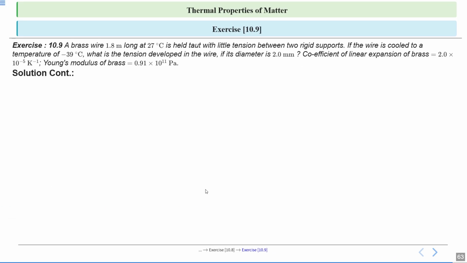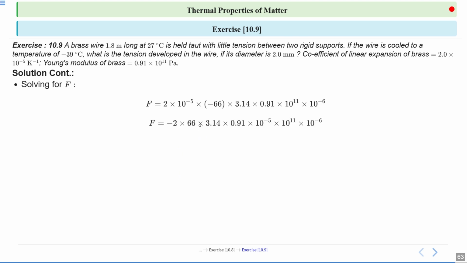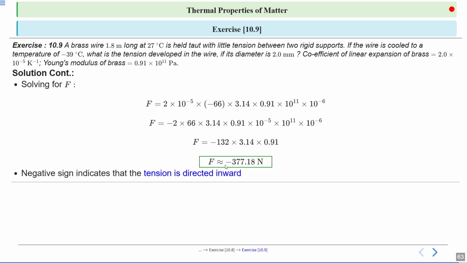So solving for F, so F is minus 2 into 66 into 3.14 into 0.91 into 10 raised to the power minus 5 into 10 raised to the power 11 into 10 raised to the power minus 6. So further solving you will get minus 132 into 3.14 into 0.91. So F is approximately minus 337.18 Newton. So the negative sign indicates that the tension is directed inward.